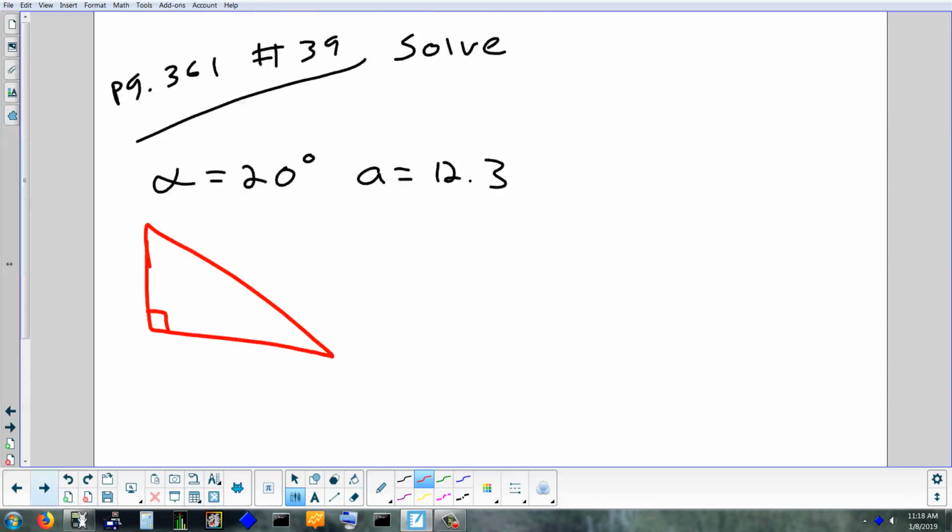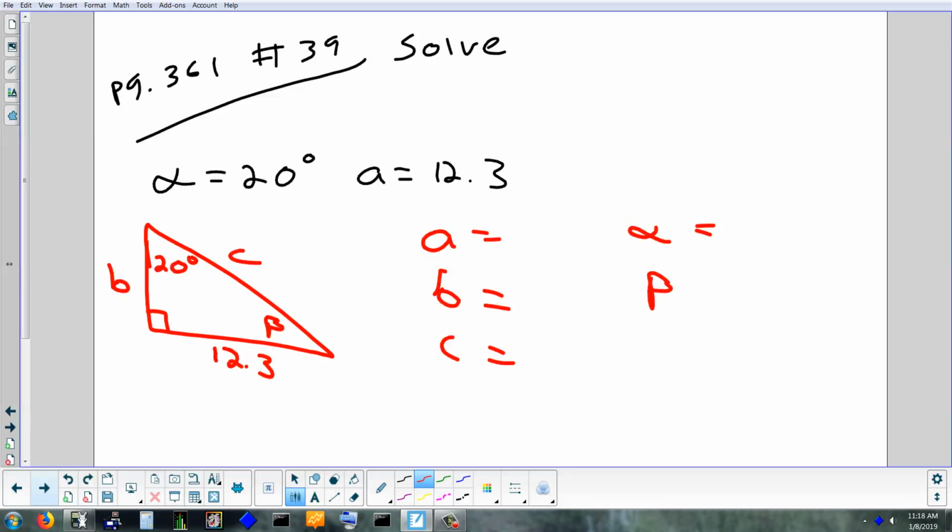Where are these alpha and a? What's the relationship between alpha and a in a triangle? They're opposite. So put a, don't put it as the hypotenuse, but put it anywhere else you want. Let's put a over here. A, and then alpha is opposite. So that means this is B, that means that's beta, and that's C. Okay. I'm not even going to write the right angle because it's always 90.